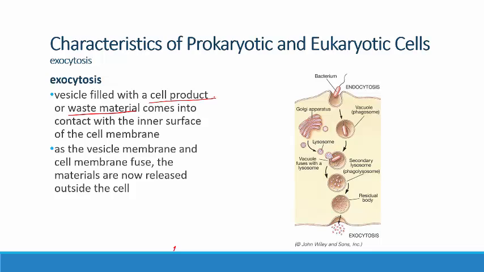For instance, an example of this might be a cell that is producing sweat, and by exocytosis it dumps out sweat product, or the mammary gland cells that are in breasts. Those mammary gland cells dump their proteins and fats and sugars out into the ducts of the mammary glands by exocytosis. So as the vesicle fuses with the cell membrane, materials are released because they are now outside the cell.